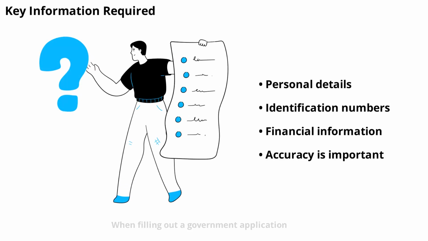When filling out a government application, you are usually asked to provide specific information. This can include your name, address, date of birth, identification numbers, and sometimes financial details. The exact requirements depend on the type of application and the agency involved. Providing accurate and complete information is crucial, as errors or omissions can delay the process or result in denial. Always double-check your application before submitting it to avoid unnecessary setbacks.